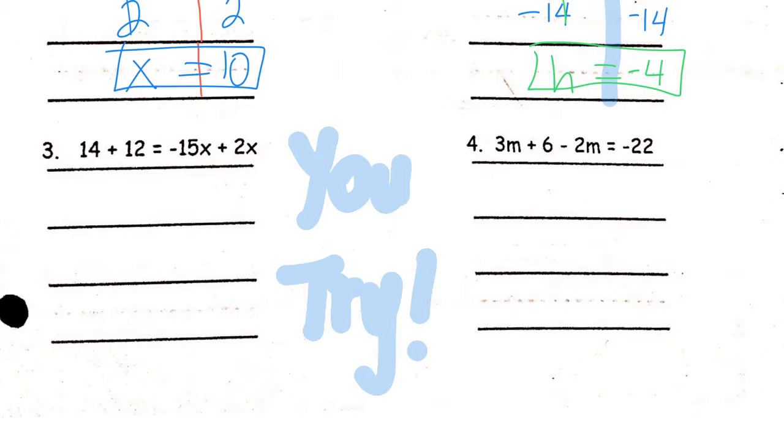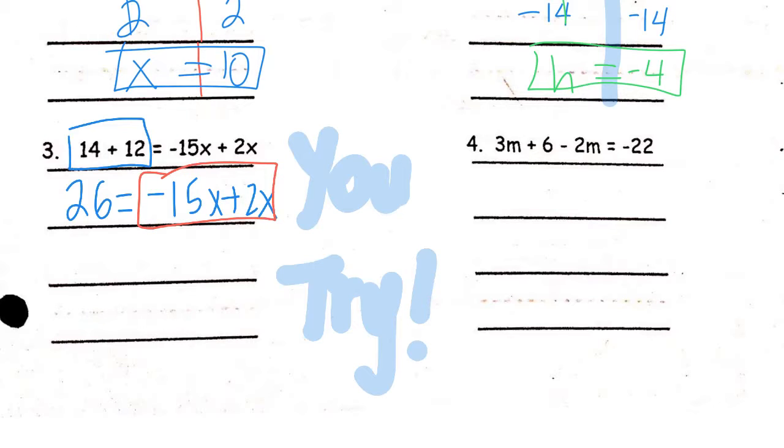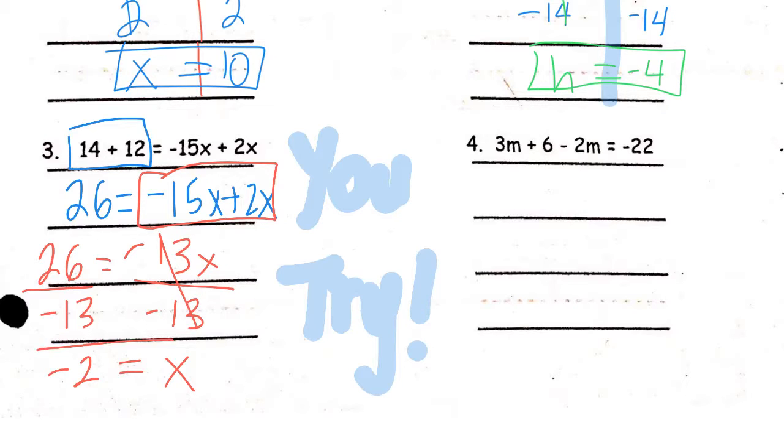So if you want to check your answers, for number 3, we would go through and we would combine like terms on the left side. 14 plus 12 is 26. So you'd have 26 is equal to negative 15x plus 2x. But then we also needed to combine our like terms over here. So we have 26 is equal to negative 15x plus 2x, which would be negative 13x. We divide both sides by negative 13. That cancels out. X would be equal to negative 2.